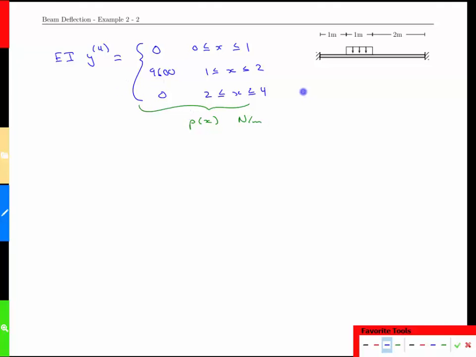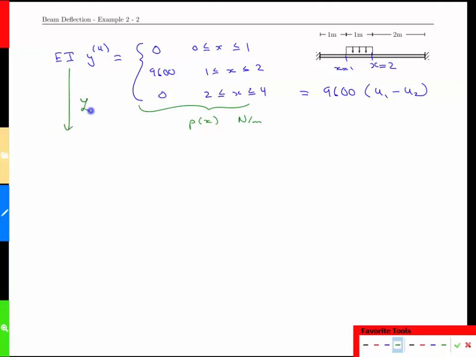Before we can take the Laplace transform, though, we need to restate this in terms of step functions, but again, that's fairly straightforward because we have a simple on-off scenario. The load turns on at x equals 1, the load turns off at x equals 2, and so we can multiply our 9600 by u1 minus u2, and that'll capture that on-off pattern.